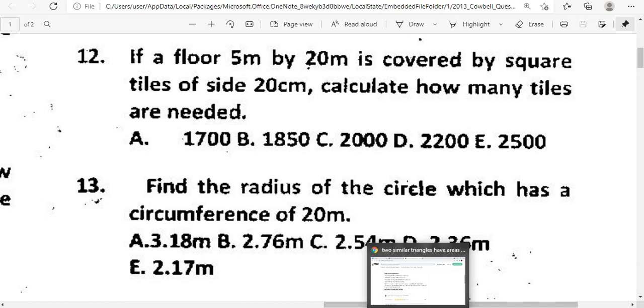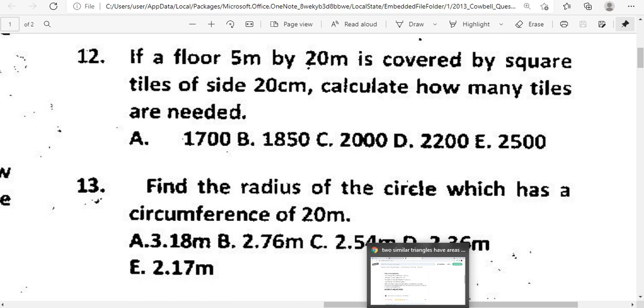What's the area of the tile? Say it again and say it well this time. 400 centimeters square. 400 centimeters square is the area of the tile, right?